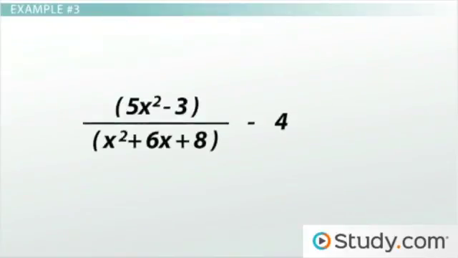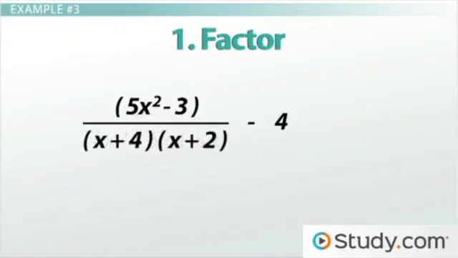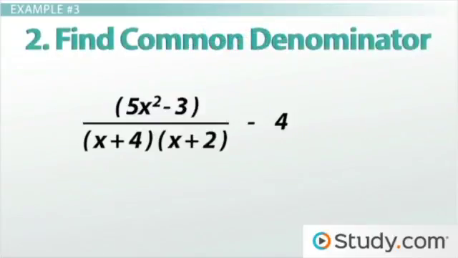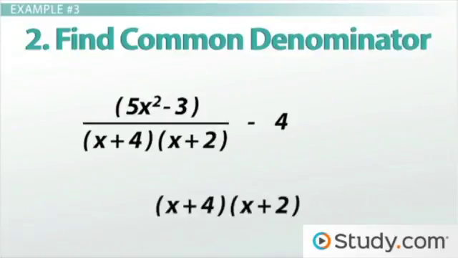Example number 3. 5x squared minus 3 divided by x squared plus 6x plus 8, minus 4. First step is to factor. X squared plus 6x plus 8 equals x plus 4 times x plus 2. Our next step is to write down all of our denominators. In our first term, we have x plus 4 times x plus 2, so we write it down. The denominator for the next term is 1. Therefore, our common denominator will be x plus 4 times x plus 2.